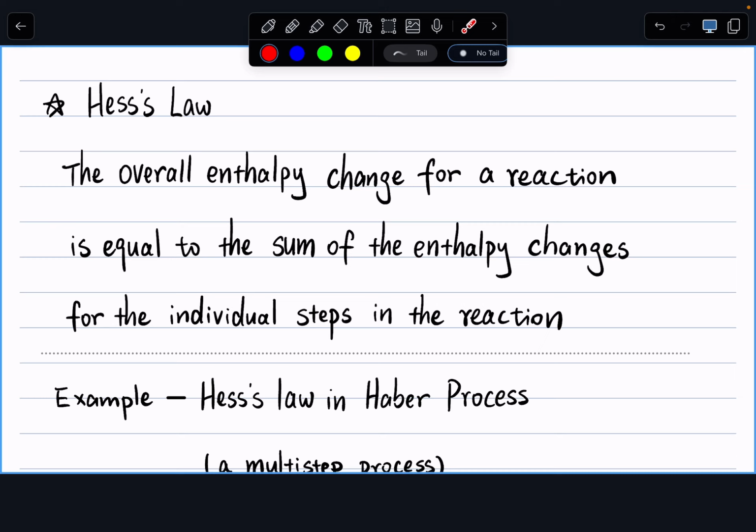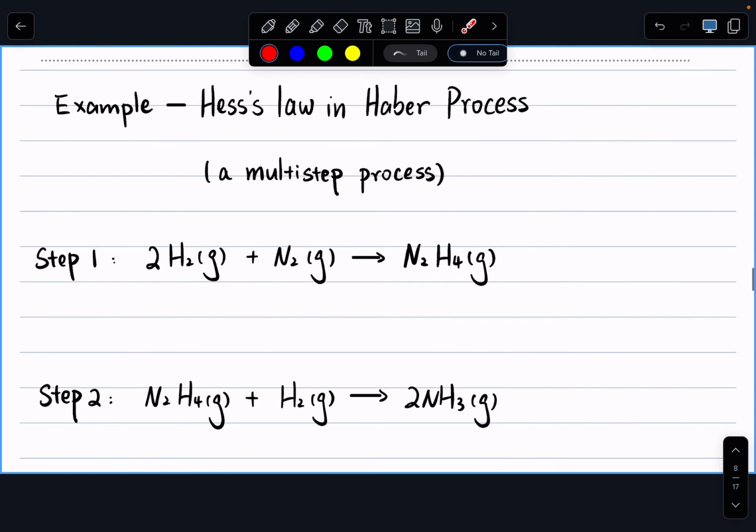It's called Hess's law. What it says is that the overall enthalpy change for a reaction is always equal to the sum of the enthalpy change for the individual steps in the reaction. I'll just do one example together, and you'll see how straightforward it is. I have one more example left there for you to practice on. The example here is Hess's law in the Haber process. Basically, it's a multi-step reaction, and you have different delta H involved for those reactions.